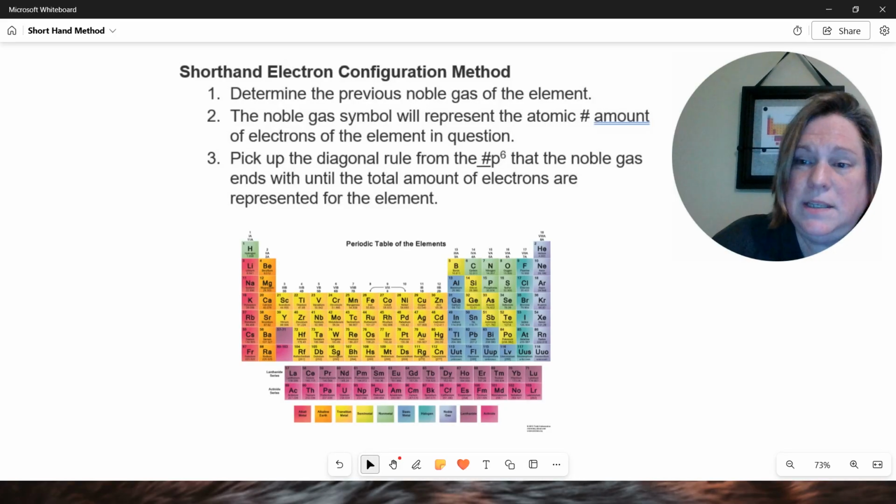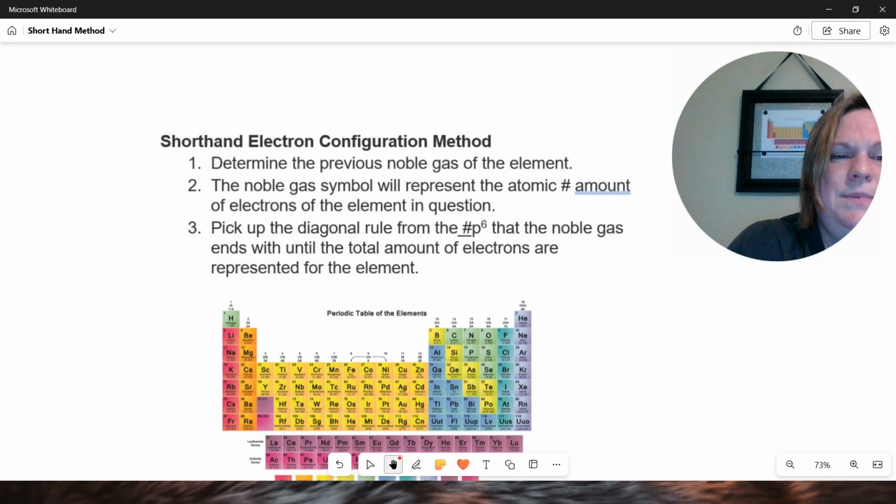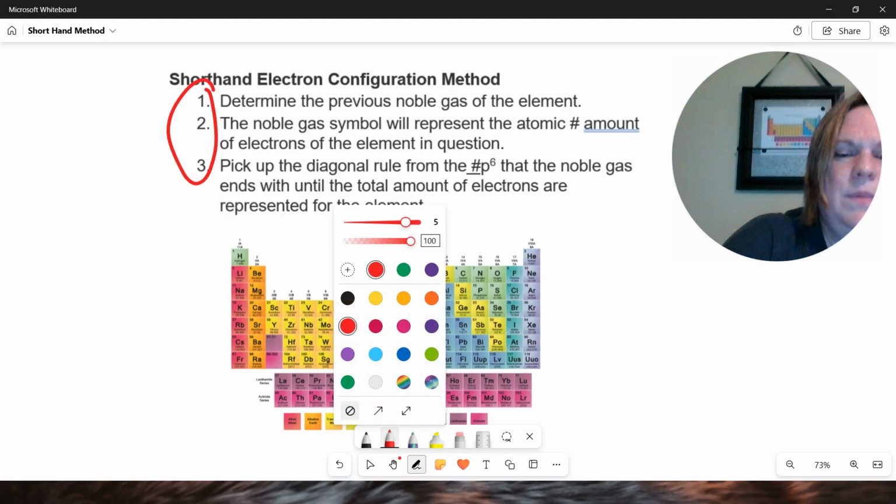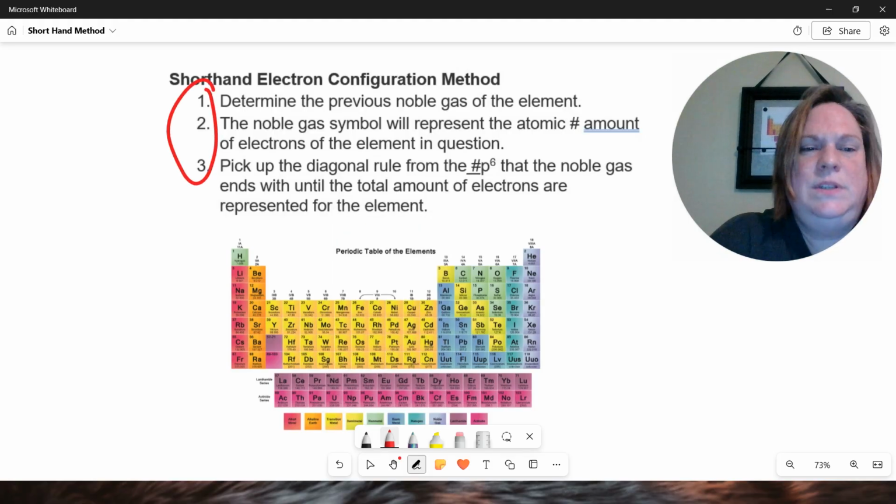Hi Chem Peeps, this is the third video in my series on electron configurations, and this is the shorthand method. This is the shortcut. In video 2 I did hafnium, which was a very long electron configuration, and there is a way to shorten it. So above here on my slide I have steps that explain how to do the shorthand method, okay? And we'll do a couple examples together.